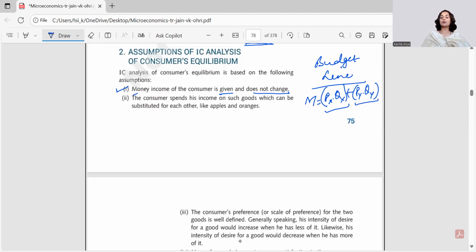So here it is assumed that the buyer is going for two goods X and Y, and the sum of these two, means the expenditure done on X and Y, is equal to the money he carries in his pocket. So the first and foremost assumption is the money income is given to us and it doesn't change, right? The consumer spends his money on goods which can be substituted for each other, like apples and oranges. Means more of one would result in less of the other, but the things can be substituted for each other.